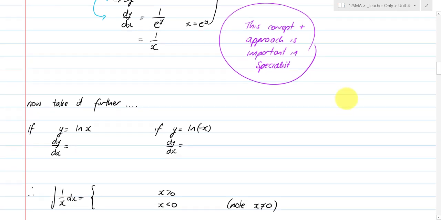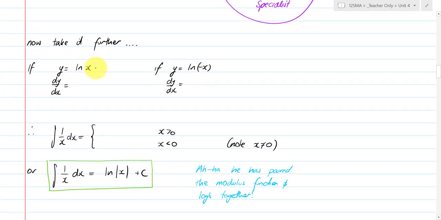So let's take this a little bit further. If y equals log x, then dy/dx equals 1 over x. We know that. If y equals log negative x, then dy/dx equals 1 over negative x, but we have to multiply by the derivative of the inside function of negative x. And so this is equal to 1 over x, because the derivative of negative x is just negative 1. So the problem we have here is that when you derive log x and log negative x, we get the same derivative. So what does that mean for our integration?